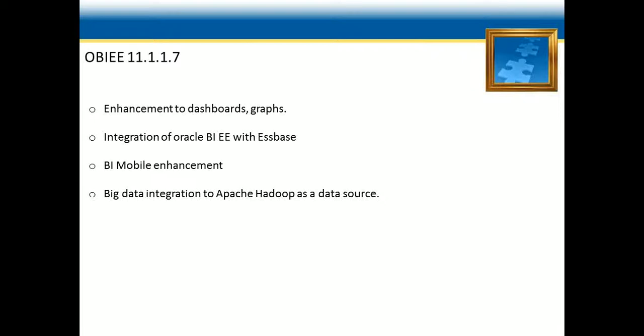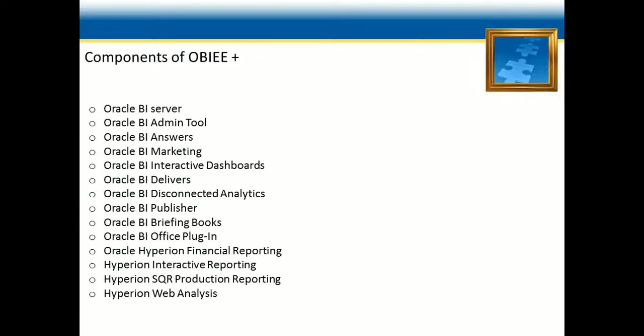BI Mobile enhancement: all new 11.1.1.7 visualizations are touch enabled and support gesture interactions. Enhancement to mail settings now allows users to email attachments in PDF format. Next, big data integration to Apache Hadoop as a data source. The BI Server is now available to generate Hive query language commands to query Hadoop data sources. This integration is also now available in the 11.1.1.7 feature.